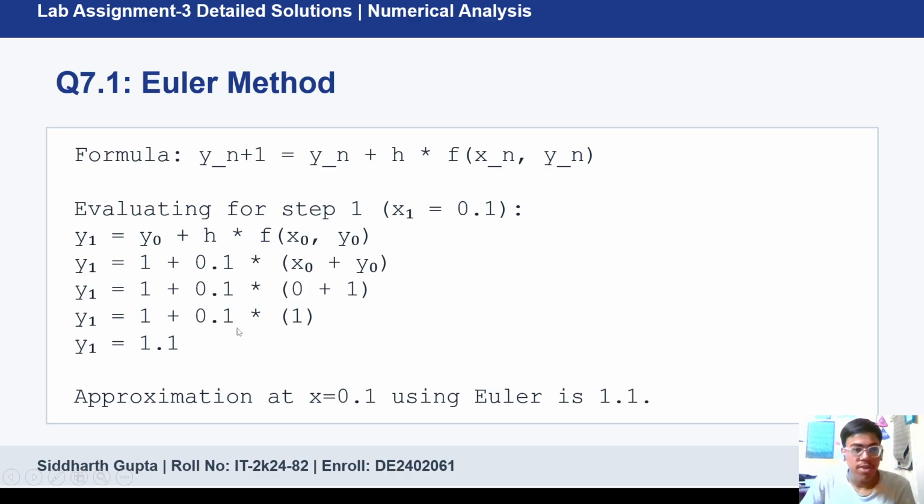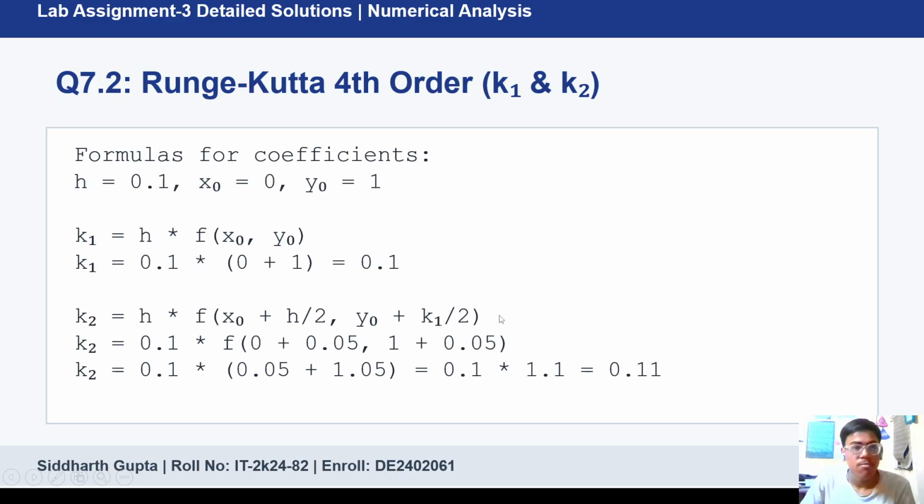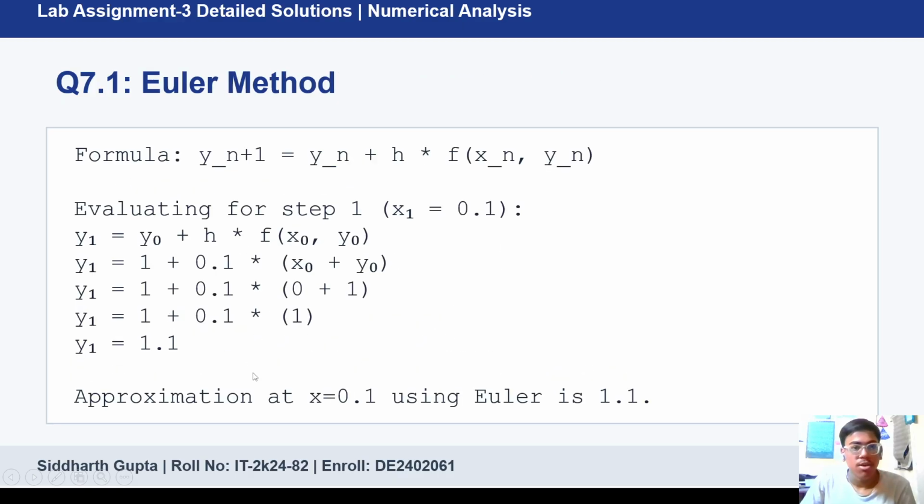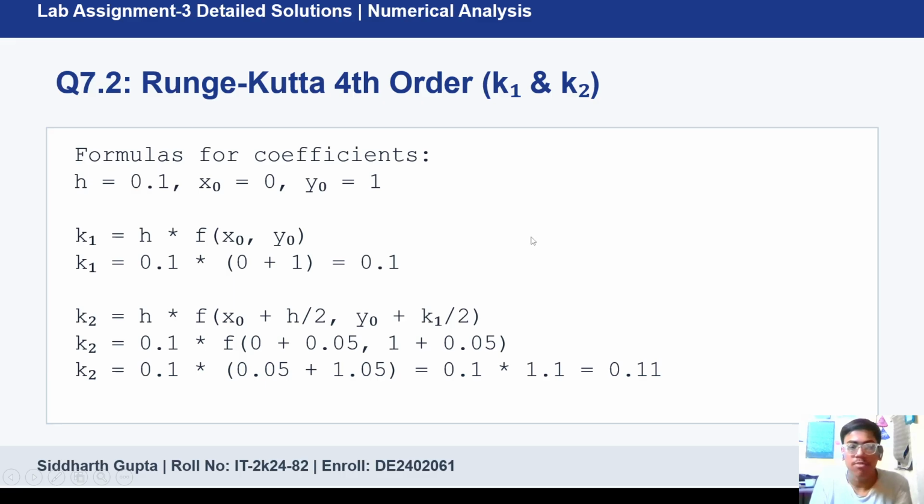Now we will substitute the value and we will find y1 is equal to 1.1. So here y1 is 1.1 at x is equal to 0.1 by the Euler method. Now similarly, we need to find the same y1 using Runge-Kutta fourth order. So using Runge-Kutta fourth order, the h is equal to this, x0 is given, y0 is given.